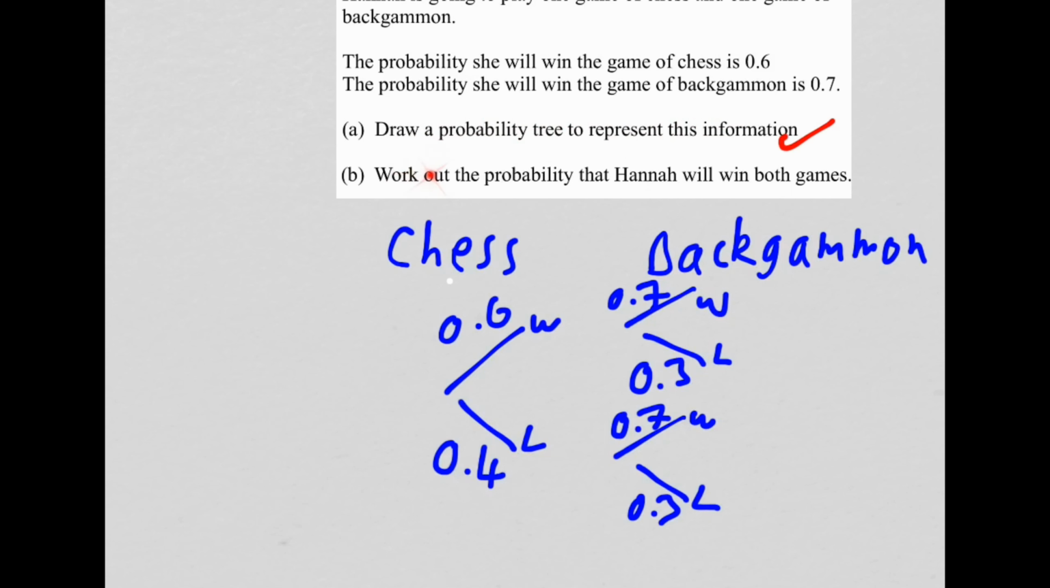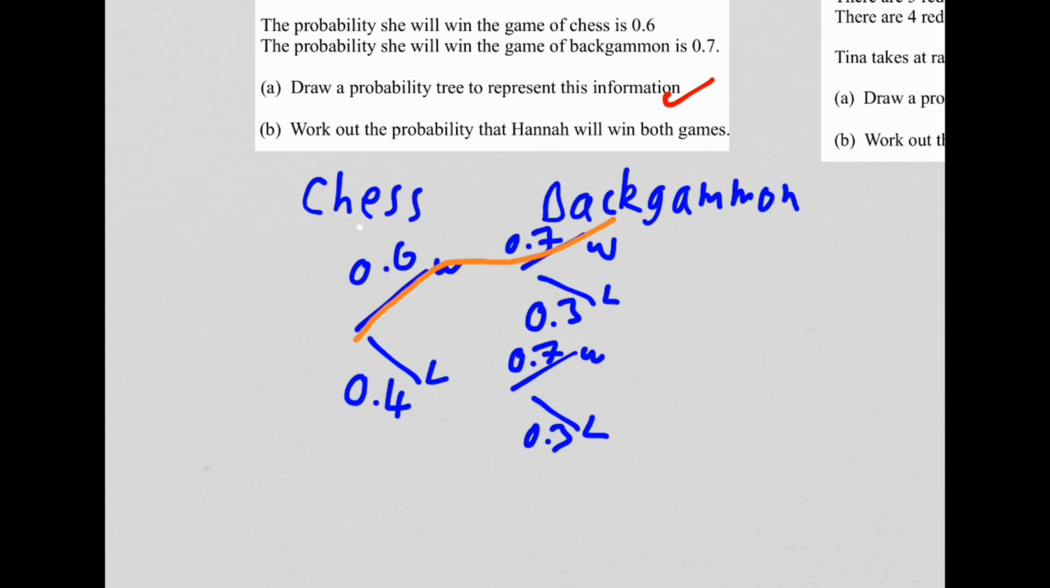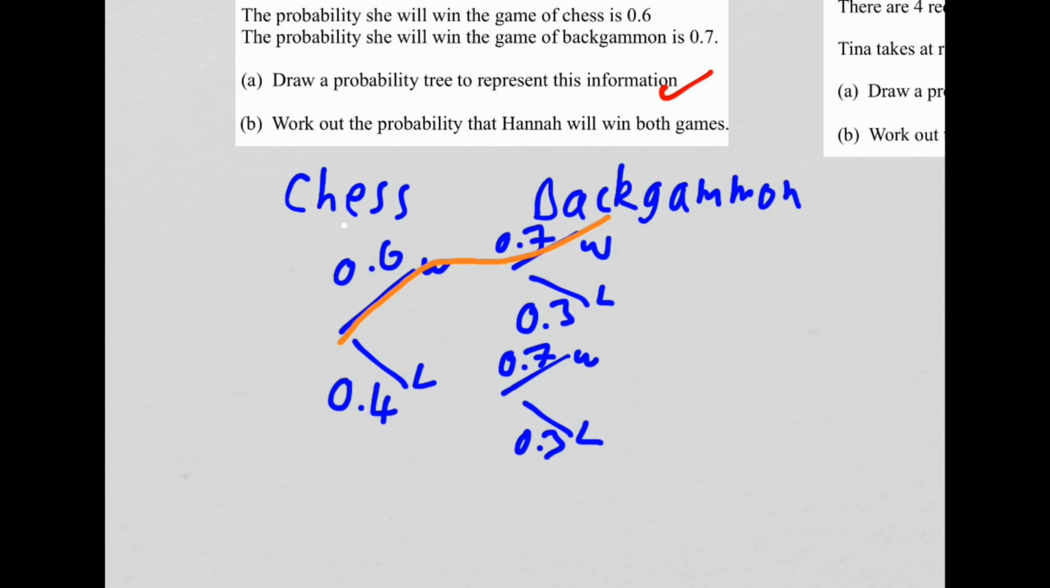And then we are working out the probability that Hannah will win both games. So you follow along, win and win. Because you are going across, you are multiplying them together. When you're winning both games, the probability of that happening is actually reducing, which is why you multiply them. So we do 0.6 multiplied by 0.7, which is 0.42. And that is it on that one.